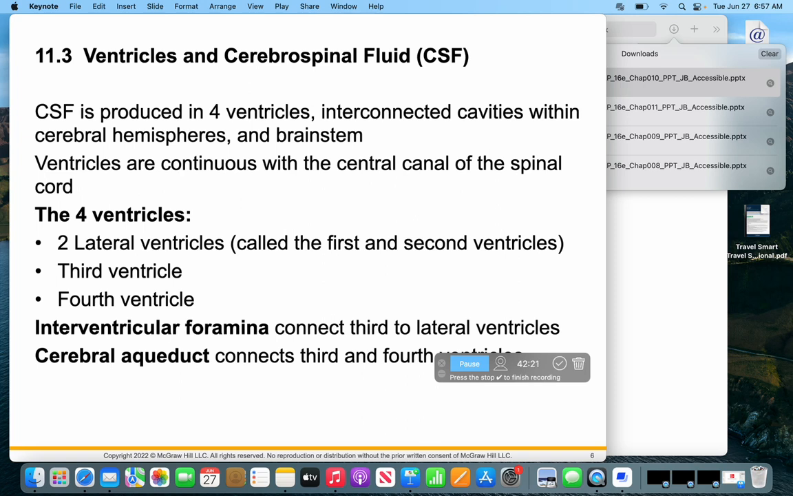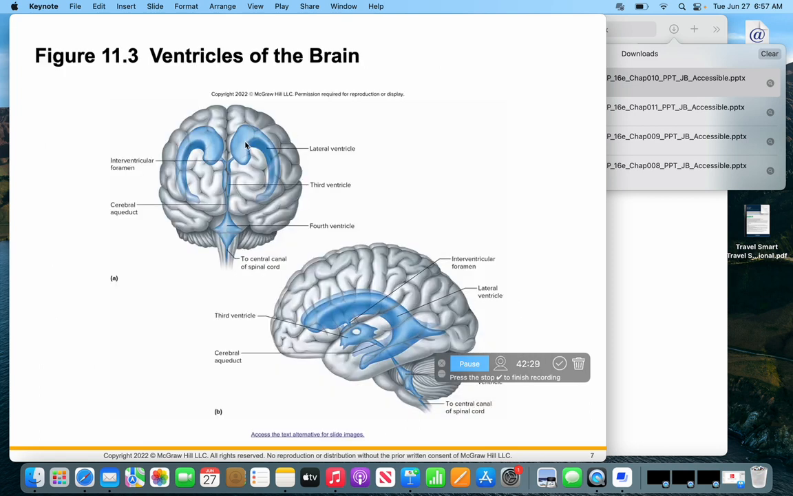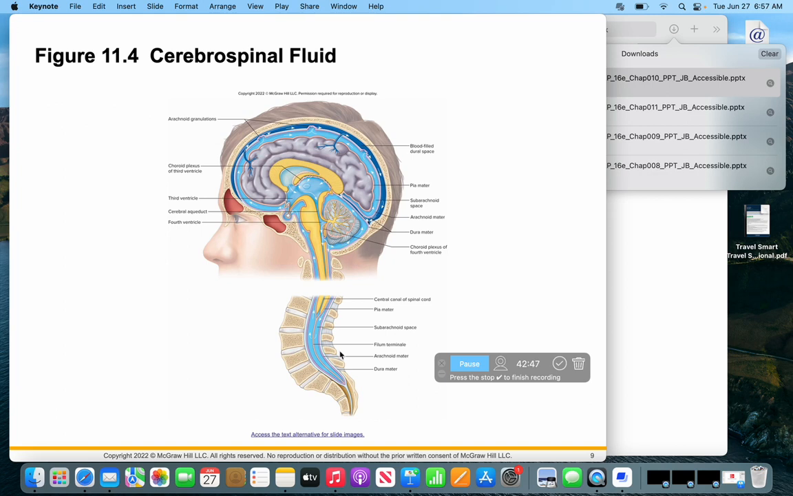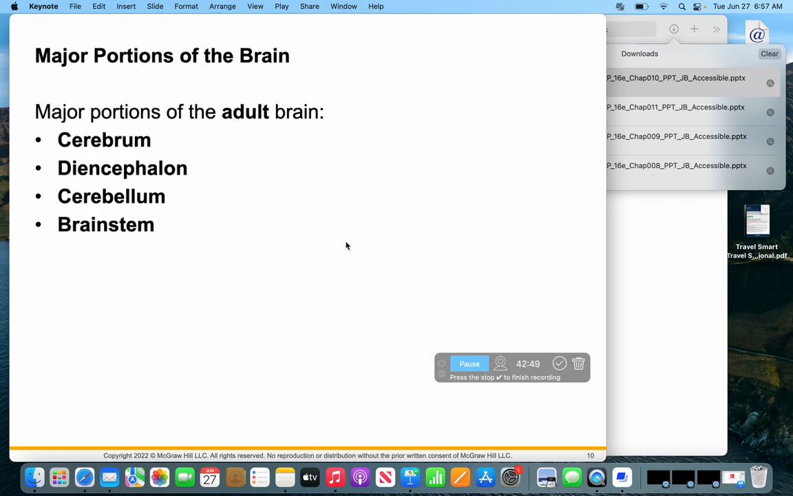We also looked at the 4 ventricles, and these are just cavities within the brain and spinal cord where cerebrospinal fluid can flow. And we looked at our first 2 ventricles called the lateral ventricles, and those lead to the 3rd ventricle in the midbrain and the 4th ventricle in the brain stem. The cerebrospinal fluid is secreted by the choroid plexus and then absorbed by the arachnoid granulations. And so we labeled some parts here.